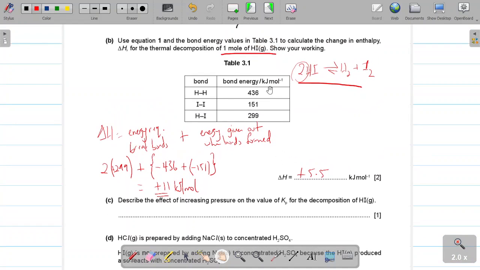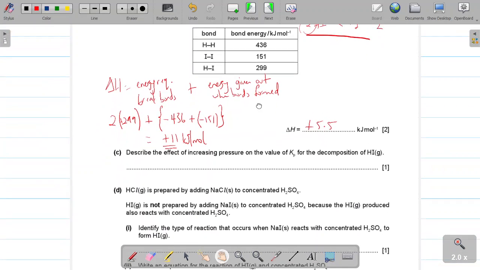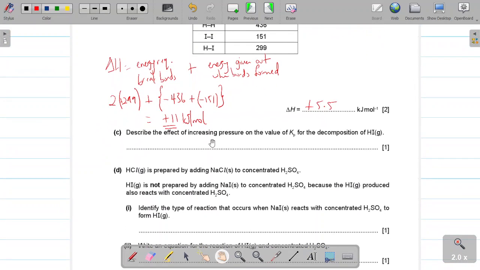So the trick in this question was really that they are asking us for 1 mole of hydrogen iodide gas. Describe the effect of increasing pressure on the value of Kp for the decomposition of hydrogen iodide. Pressure will have no effect in this case because the number of moles of gas on the left-hand side and right-hand side of the equation are the same.